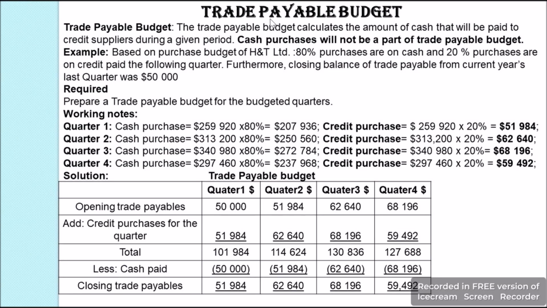Now let us understand the trade payable budget. In trade payable budget, we calculate the amount of cash to be paid to the credit suppliers for a given period.